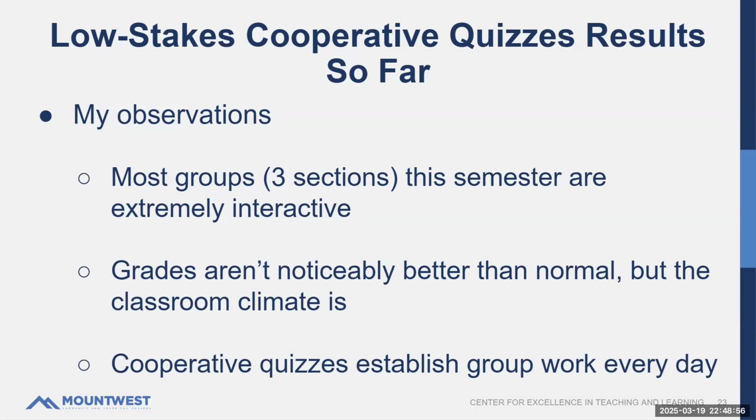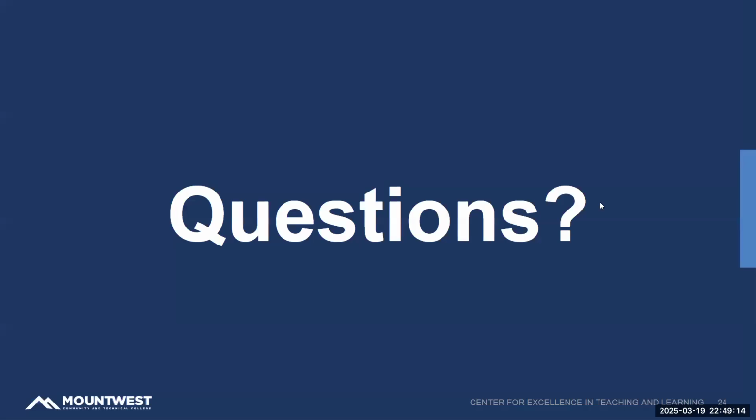They have reported to me that they study with each other outside of class. They text outside of class. They talk to each other outside of class. And that is really what I wanted. I wanted students to make connections with each other. And if they do that in my class, then they're more likely to come to class and succeed in my class. All right. Do you guys have any questions?